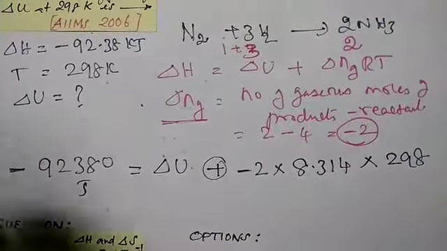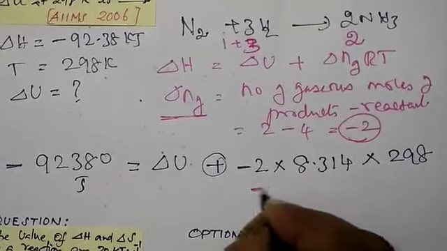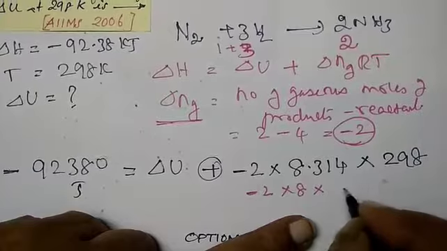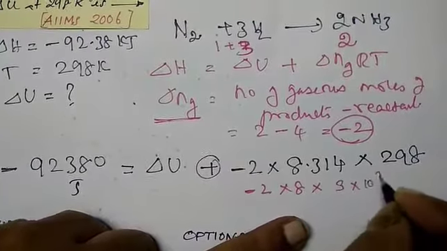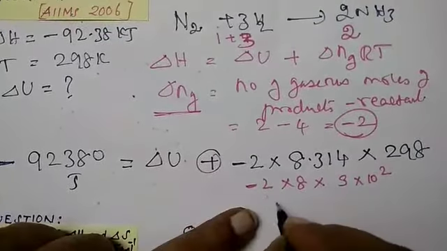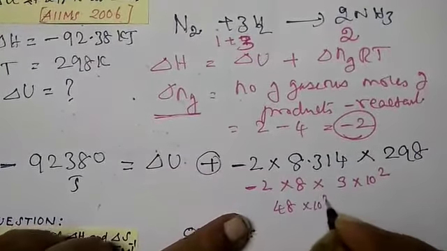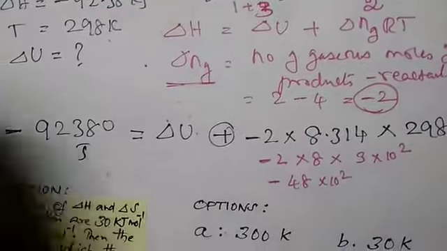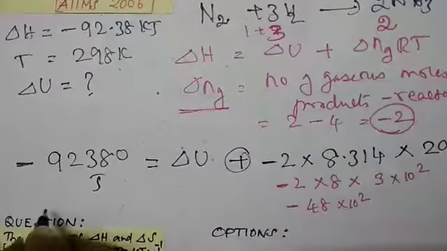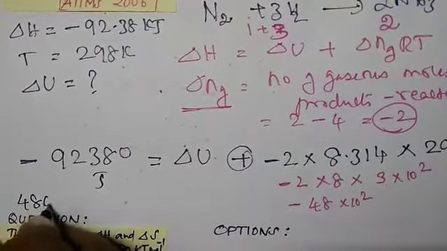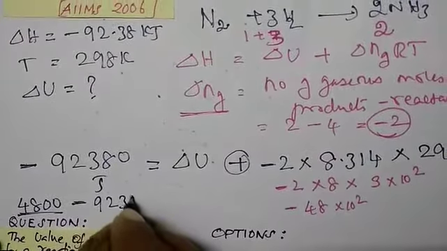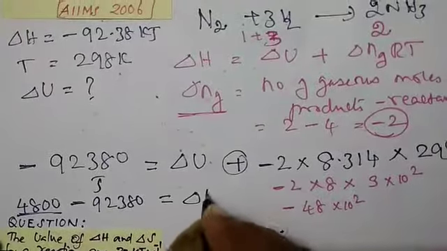Now what is the simplification or roundup work I am going to do here? Minus 2 into 8, into this 298, I am taking as 300, that is 3 into 10 power 2. So here I am doing 8 into 3 is 24, 24 into 2 is 48, into 10 power 2, it is minus. This is minus, coming here. So 48 into 100 is 4800. Minus 92,380 is equal to delta U.